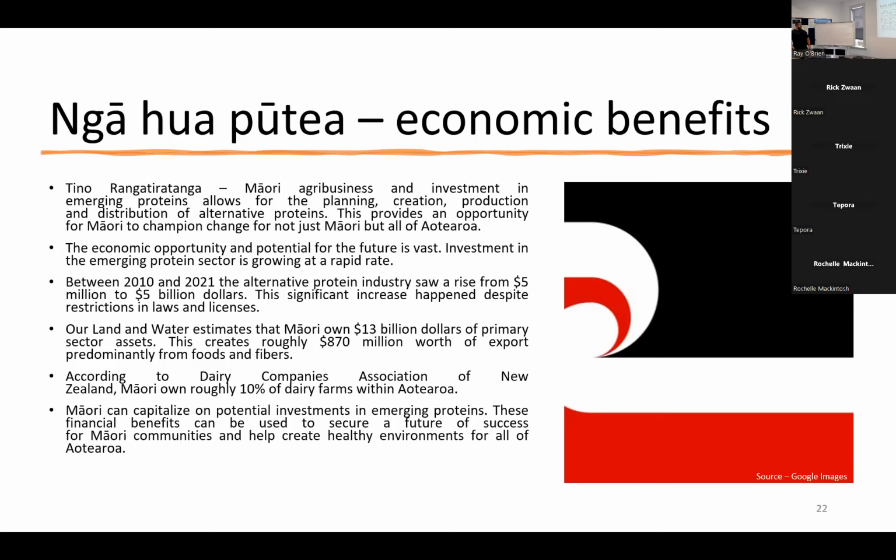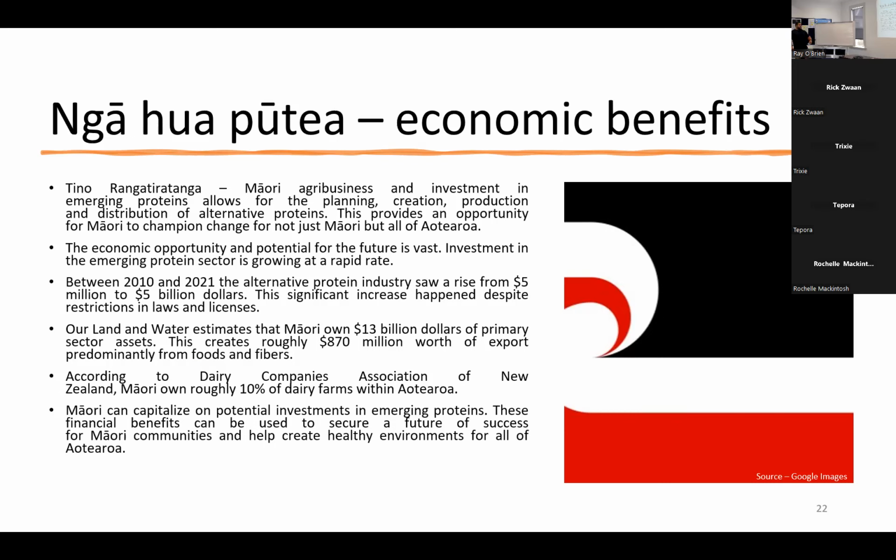Tino rangatiratanga and Māori agribusiness investment in the emerging proteins allows Māori to be involved in the planning, creation, production, and distribution of alternative proteins. This provides an opportunity for Māori to champion the area, not just for Māori, but for all of Aotearoa. The economic opportunity and potential for the future is vast. Investment in the emerging protein sector is growing at a rapid rate. At one point in time, it was about $5 million. Then about 11 years pass until 2021, and as of 2021, it's around about $5 billion. So it's growing rapidly.